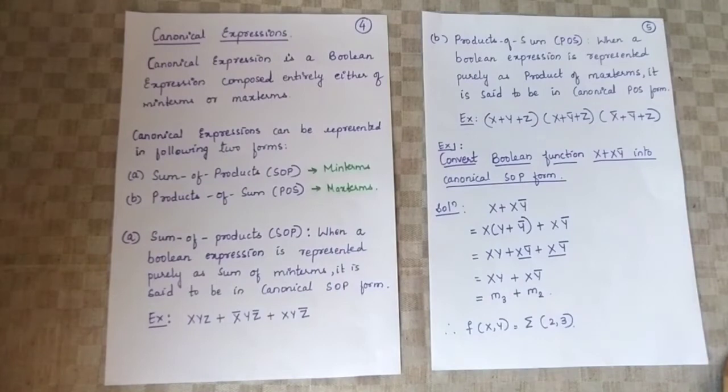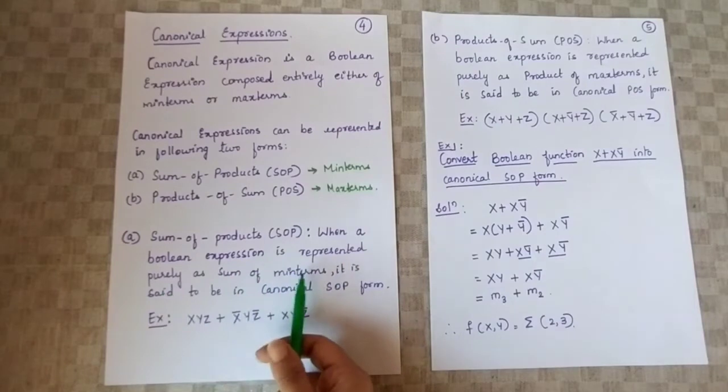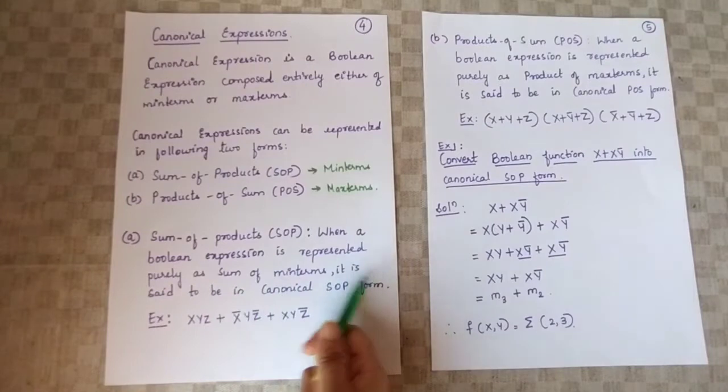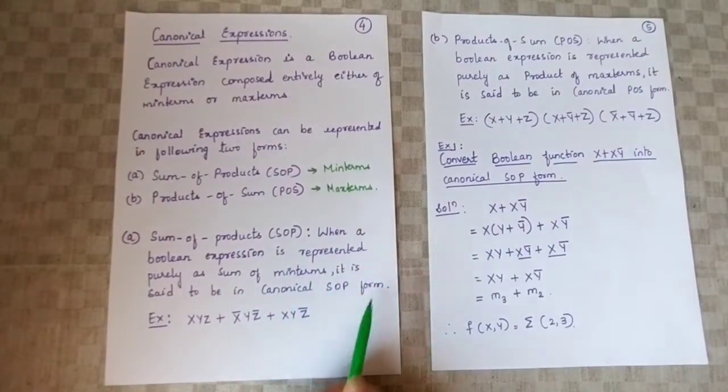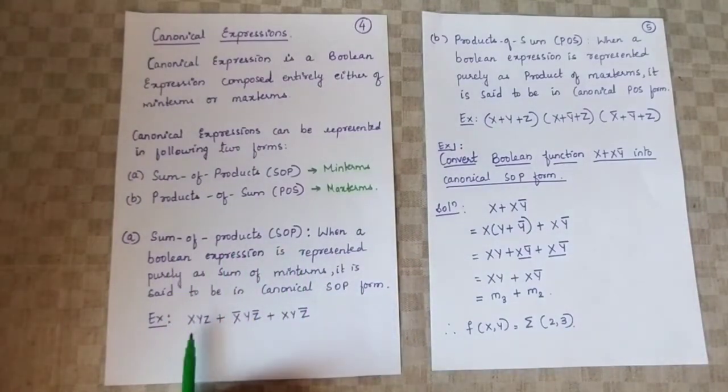max terms. Okay. So first let us see what is sum of products. It says when a Boolean expression is represented purely as sum of min terms. What is a min term? It is the product of all the literals present in the given expression. So if it is represented as sum of min terms, then it is said to be in canonical sum of product form. If an expression is completely made up of only min terms, then it is called sum of products. So you can see the example, you have xyz, x complement yz complement, xyz complement.